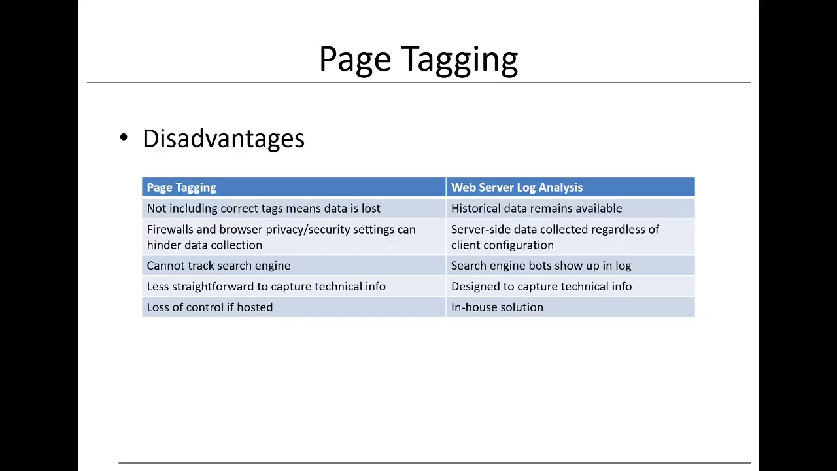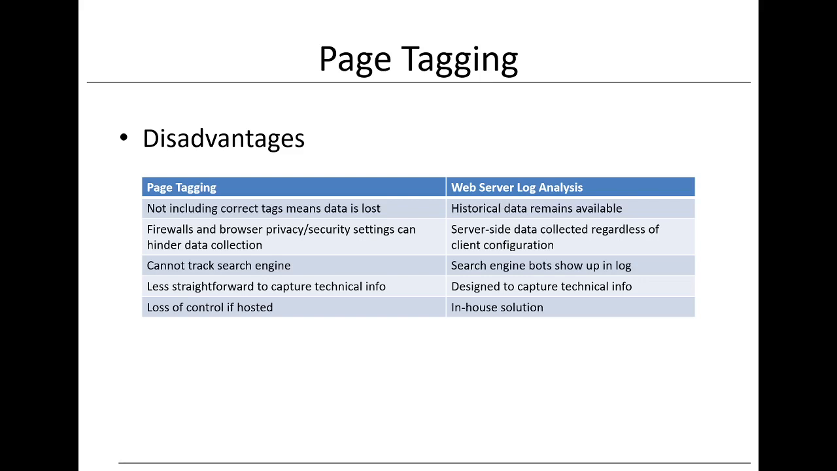Page tagging also comes with some disadvantages. First of all, not including the correct tags will give runtime errors, which means the data is lost. This is not the case in web server log analysis, since the historical data remains available for processing. Firewalls and browser privacy or security settings can hinder data collection. In server log analysis, the server-side data is collected regardless of the client configuration.